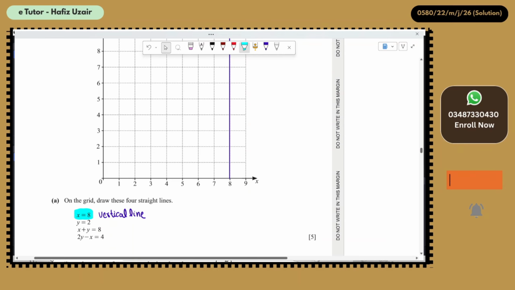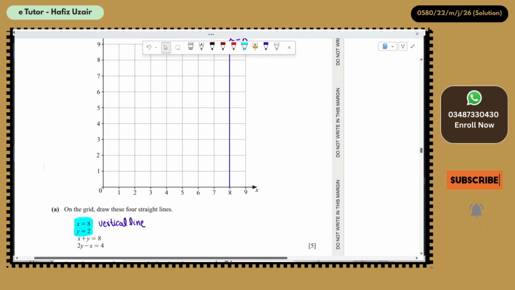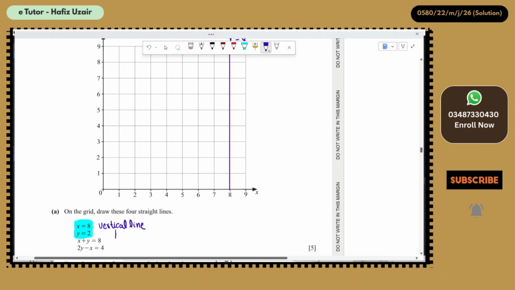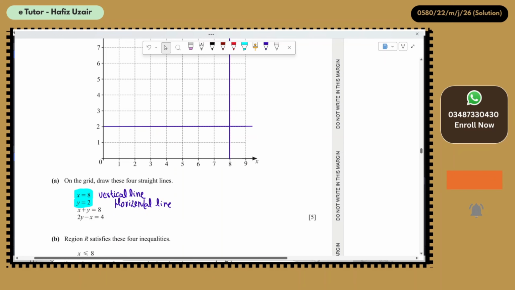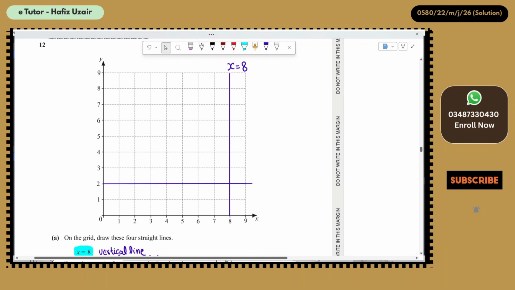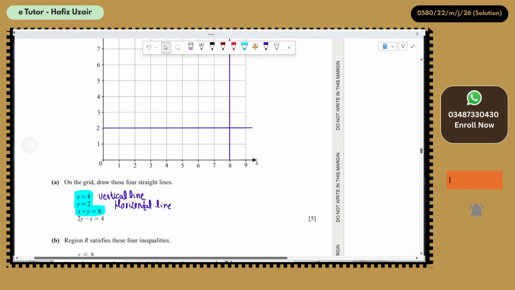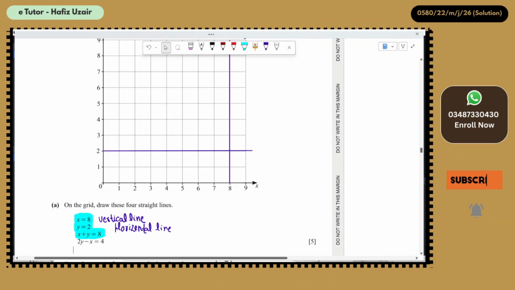Now you need to draw another line, that is y is equal to 2. This is a horizontal line that is passing through 2. Let's draw this. Okay, so the next one is x plus y is equal to 8. For this line, you can make y the subject, so x plus y is equal to 8, so y will be equal to 8 minus x.